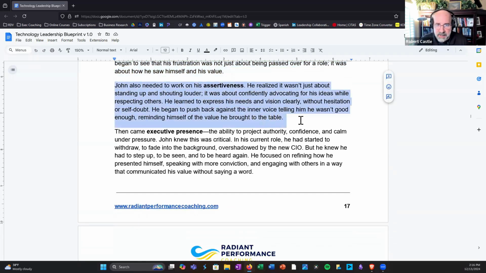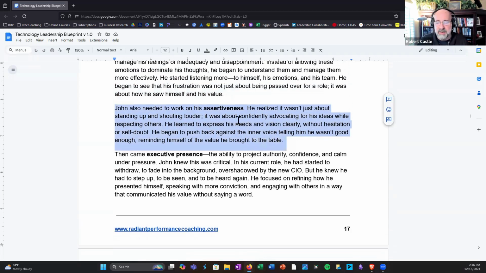John also needed to work on his assertiveness. He realized it wasn't just about standing up and shouting louder, it was about confidently advocating for his ideas while respecting others. He learned to express his needs and his vision clearly without hesitation or self-doubt. He began to push back against the inner voice telling him that he wasn't good enough, reminding himself of the value that he had brought to the table.